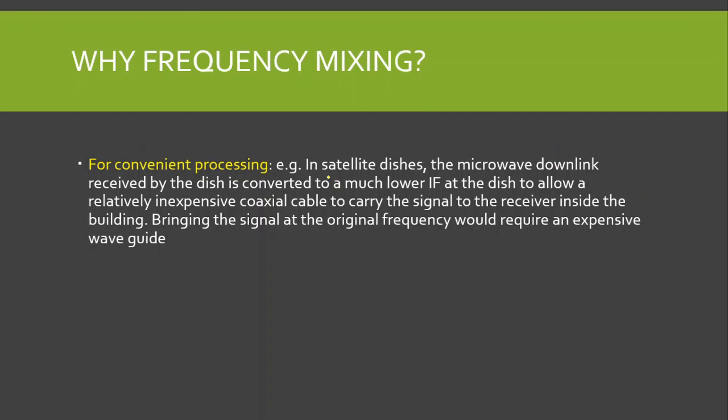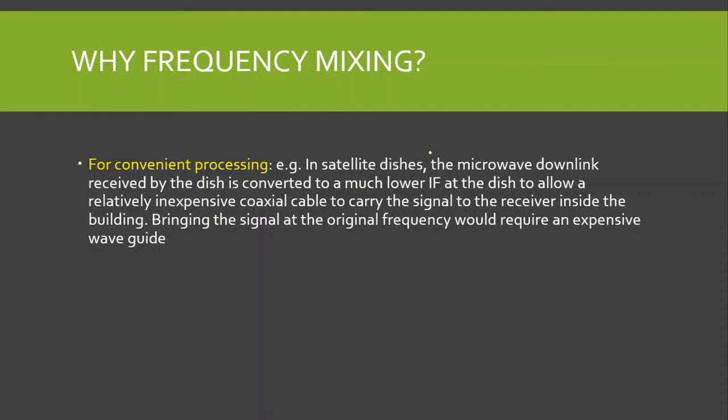Now what are the reasons for performing the frequency mixing? Frequency mixing is performed because intermediate frequency signals can be more conveniently processed than the original carrier signals. For example, in satellite dishes, the microwave downlink received by the dish is converted to a much lower intermediate frequency at the dish to allow a relatively inexpensive coaxial cable to carry the signal to the receiver inside the building.